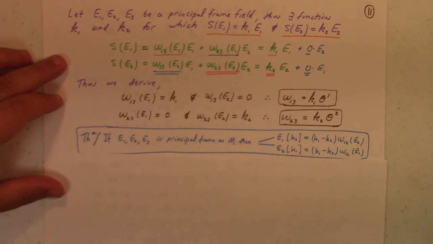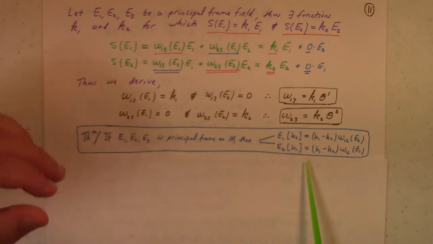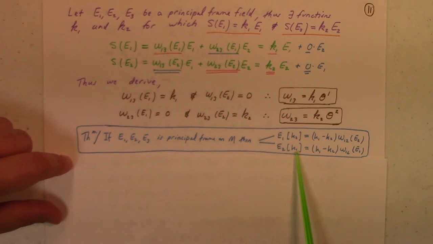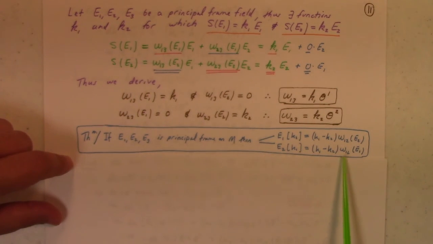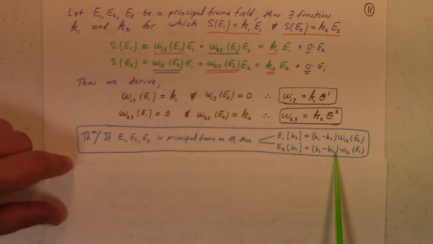And then there's this snazzy little theorem that you can derive from this. If E1, E2, E3 is a principal frame on M, then E1 acting on the second curvature function is the difference of the normal curvatures, K1 minus K2, times omega 1, 2 of E2. And by the way, this is the change of K1 in the E2 direction, right? That's what that is. And so the change of K1 in the E2 direction is governed by omega 1, 2 acting on E1 and the difference between the principal curvatures at that point.